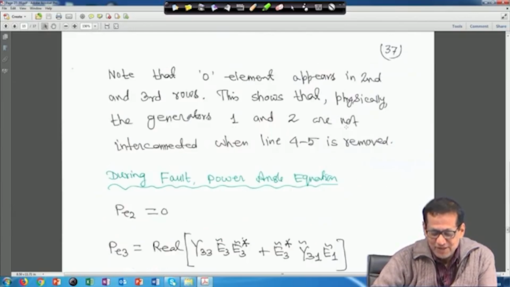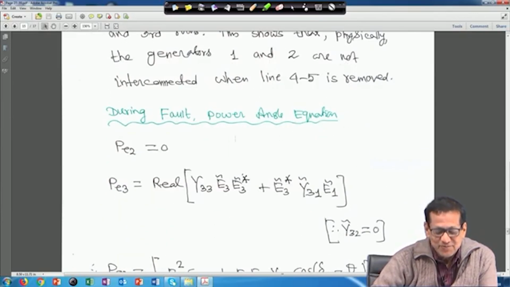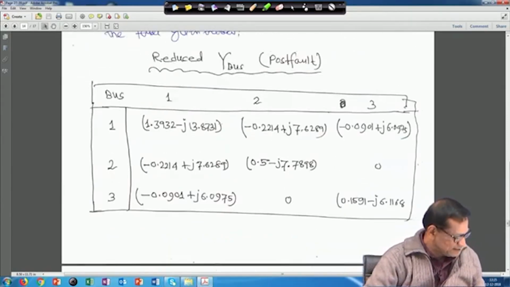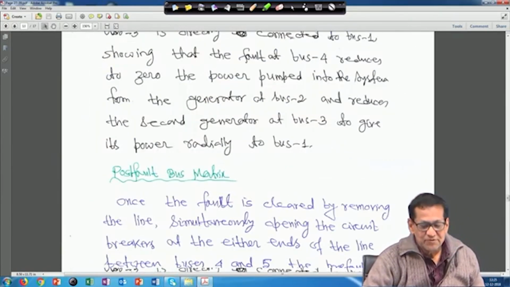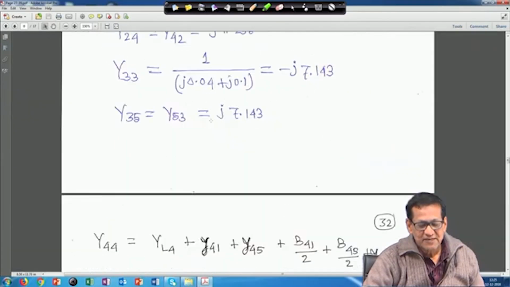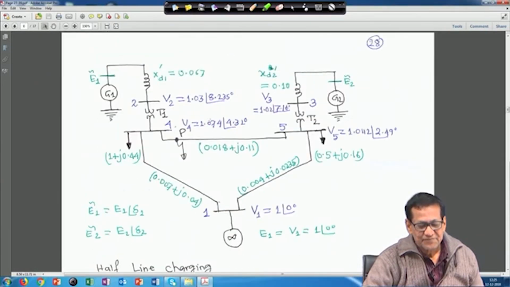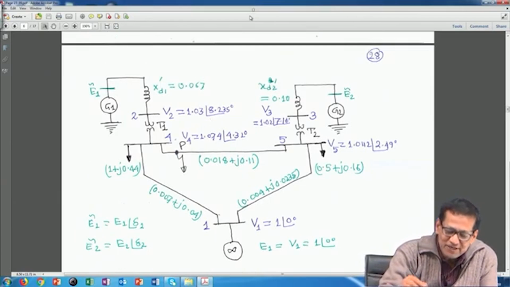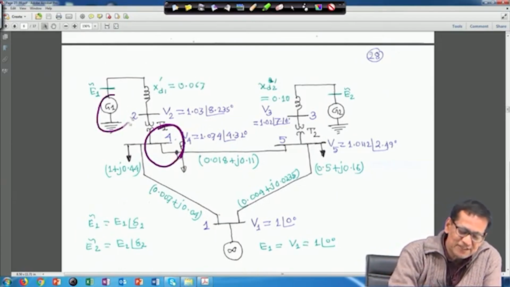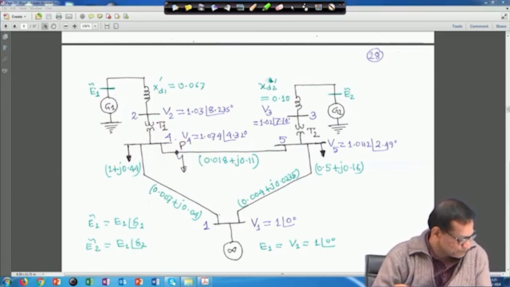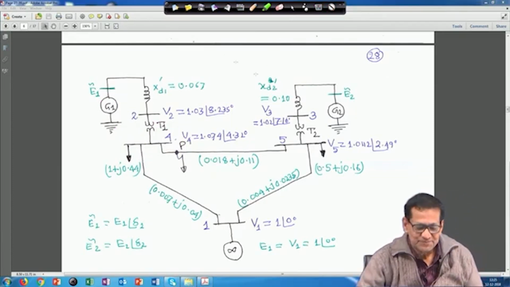Now, during fault, the power angle equation. During the fault, P2 will be equal to 0, because if we go back to this diagram, the fault has occurred at bus 4, and this is generator 1. So basically P2 will be equal to 0.